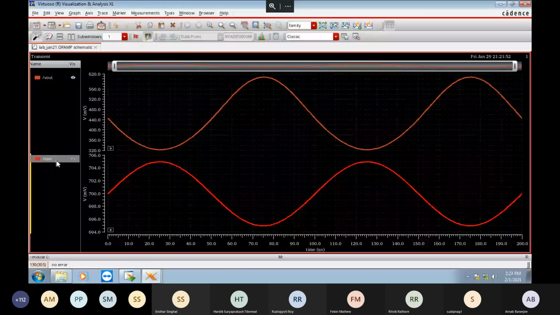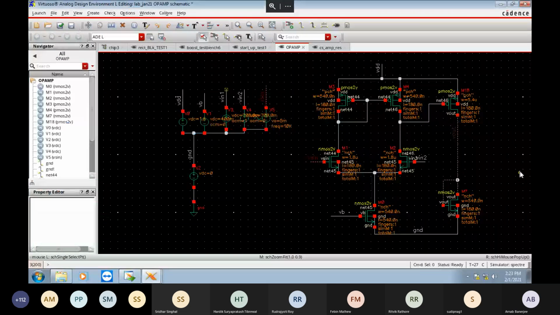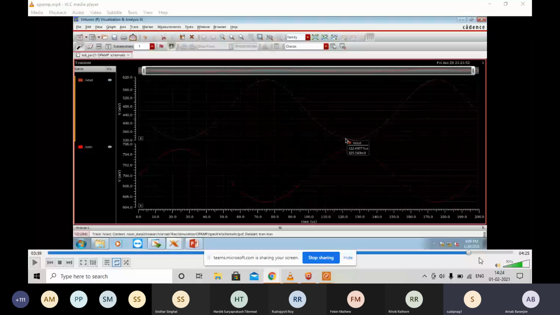Okay, this is our input wave, 10 millivolt peak to peak, and this is our output wave close to 200 millivolt peak to peak. Any question? Okay, you can proceed. So I have done the simulations up to this. If you have any questions or you want any other simulations, I can do it in the remote session.